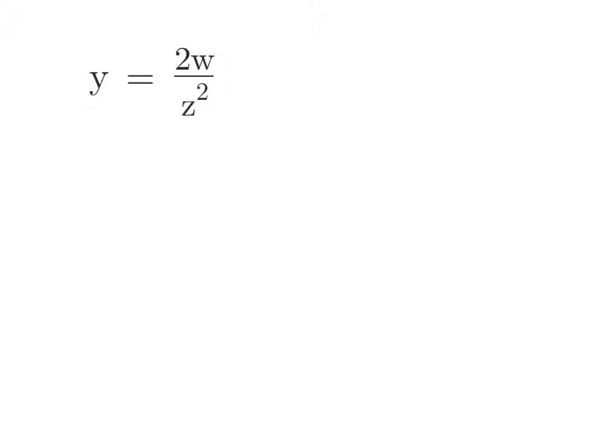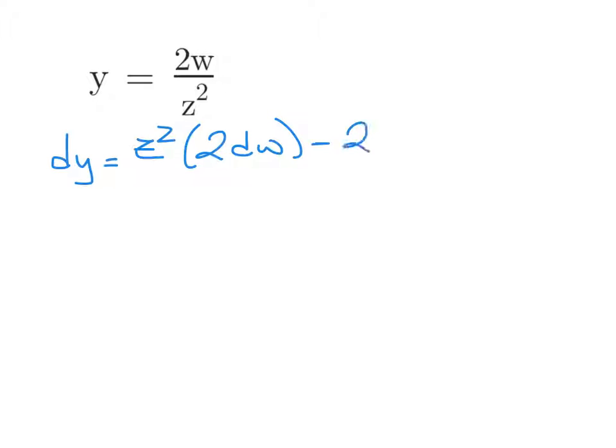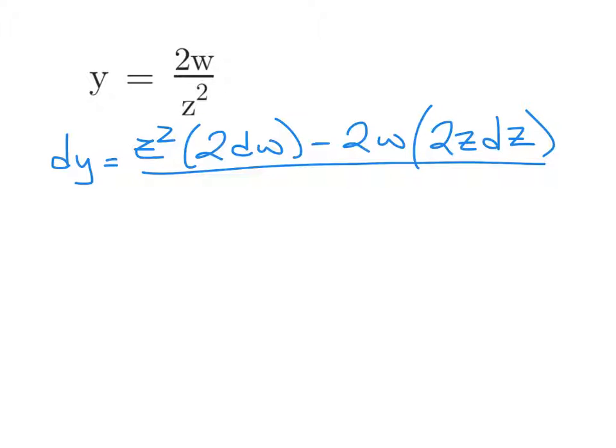It looks like this will be a quotient rule problem. So if I'm going to find the differential of y, we're going to do low d high minus high d low over the square of what's below. So the low is the denominator, z squared, d high, so 2 dw. Low d high minus high, the 2w, d low, which is 2z dz, over the square of what's below. And the square of z squared is z to the 4th.